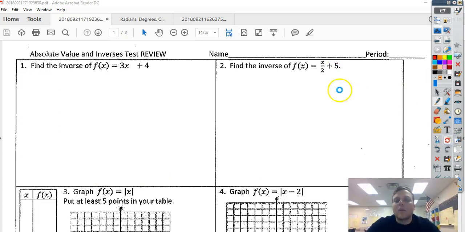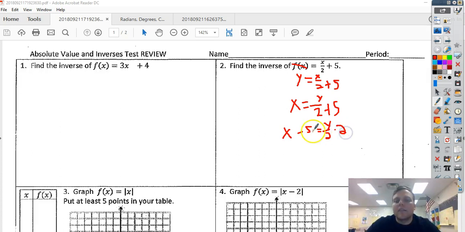So hopefully you're just now unpausing the video and you're kind of like, all right, Mr. Nolan, I know that f of x is just a fancy y. So I can say y is equal to x over 2 plus 5. And then you thought, okay, I need to switch x and y. That's goal number 1. So I made it x is equal to y over 2 plus 5. And then I subtract 5, so I get x minus 5 is equal to y over 2. And then to get rid of the divide by 2, I multiply everything by 2. So 2 times x becomes 2x minus 10 is equal to y.